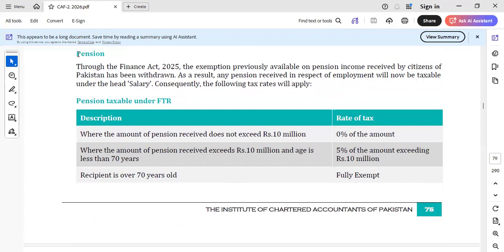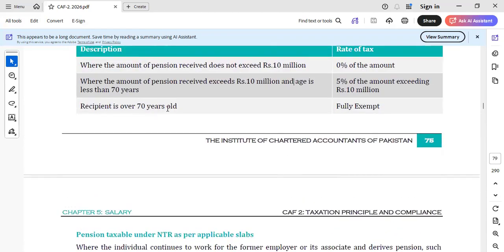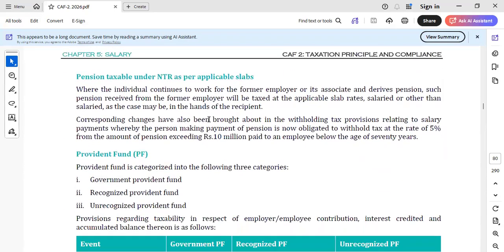Pension we have already discussed it in the class. Pension पे exemption है. If from this year 10 million से ज्यादा जिसकी पेंशन होगी, the 5% of the amount exceeding 1 million टैक्स लग गया, यानी कि 1 करोड़ से ज्यादा की जो अमाउंट होगी उस पे 5% is the tax rate. But then if the recipient is over 70 years old, then fully exempt, then there is no taxation on pension if the age is more than 70 years.